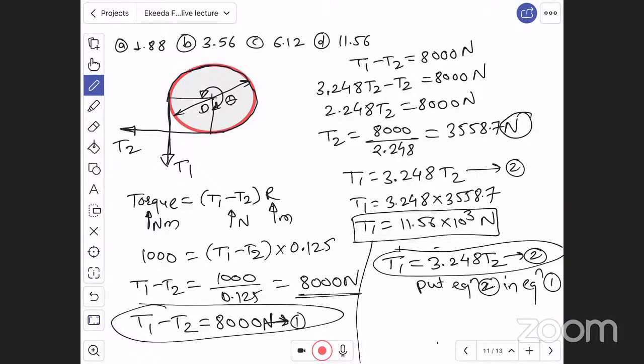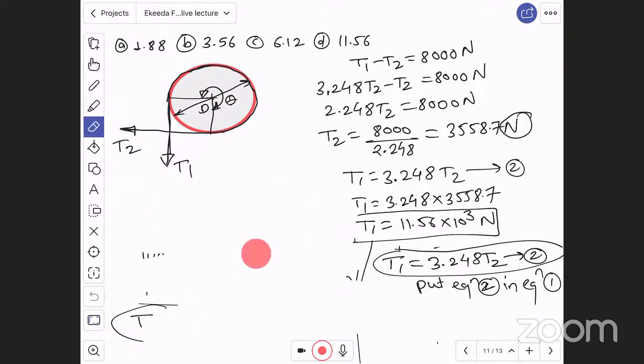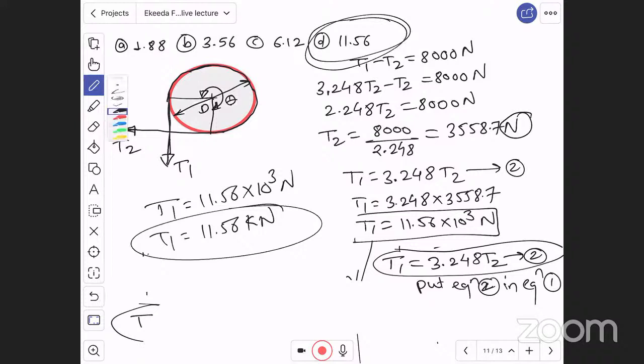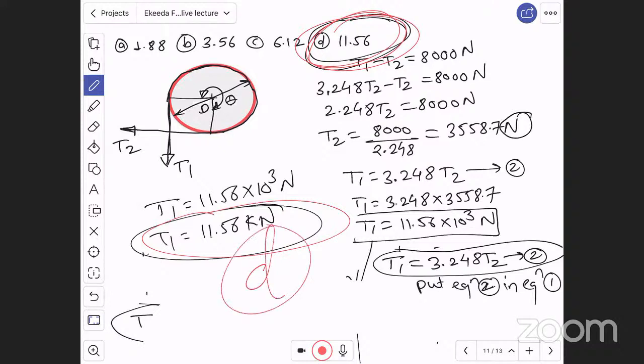Now, my dear students, they are asking in kilonewton. We have calculated T1, which is 11.56 into 10 to the power 3 Newton. Therefore, T1 is equal to 11.56 kilonewton. Therefore, option D is the correct choice. Here, for this question, option D is the correct choice. Omkar, yes, correct.